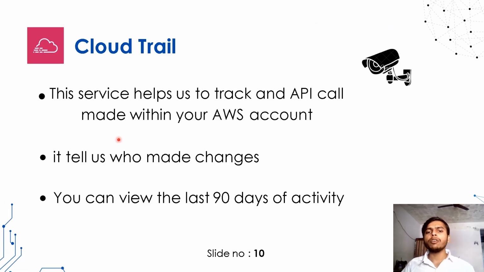CloudTrail. It helps us to track any API call made with our accounts, means who changed, accessed and modified. It also stores the last 90 days of activity. Consider CloudTrail as a CCTV camera. It keeps a watch on everyone, means what they are doing.